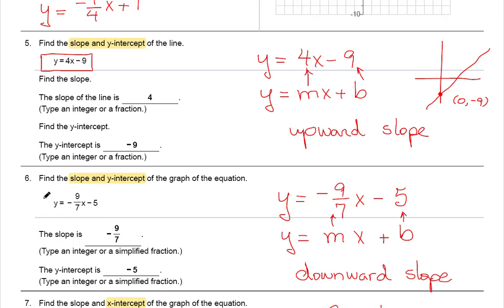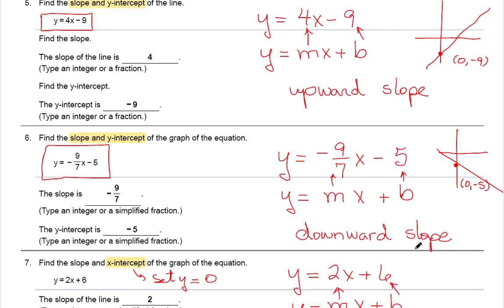Let's see, in question 6, again they want us to find the slope and the y-intercept. Again, it's in a good format. So m is minus 9/7. That's my slope. It's going down. B is minus 5, and so it's crossing at minus 5. So again, a rough sketch, crossing at 0, minus 5, and it's going downward. Just a rough sketch, but it gives me some clue what's going on.